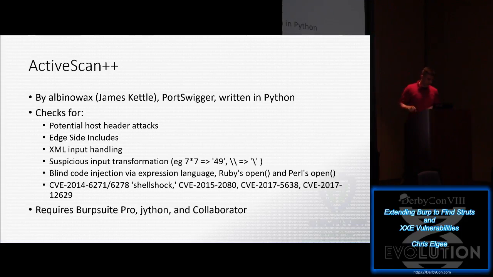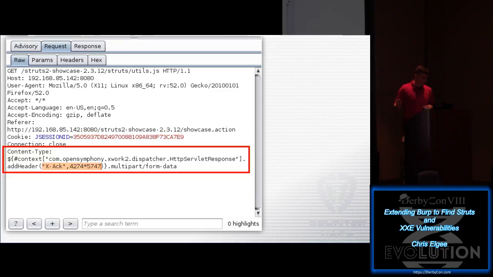It does require Burp Pro, I'm sorry. It's $350 a year. Also, Jython is a Java Python interpreter that lets you use Python code in Burp, and also Burp Collaborator. We'll come back to Burp Collaborator in just a second. So here's an example of what happens. So you're on a page, you've spidered all your URLs, you then tell it to active scan whatever pages you've found. So ActiveScan++ would already go ahead and give some funky command.